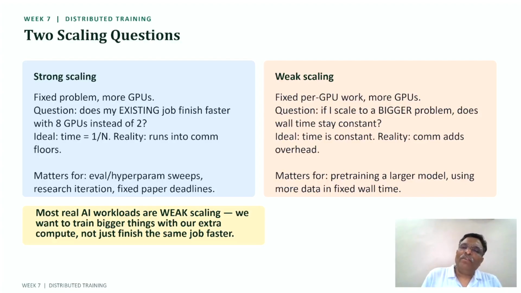This matters when you are trying to do pre-training of a larger model using more data in fixed wall time. The basic idea here is that most real AI workloads are weak scaling. We want to train bigger things with our extra compute, not just finish the same job faster. So this is one of the important things we are talking about. We should concentrate more on how weak scaling improves, and we use it for AI workloads, right?